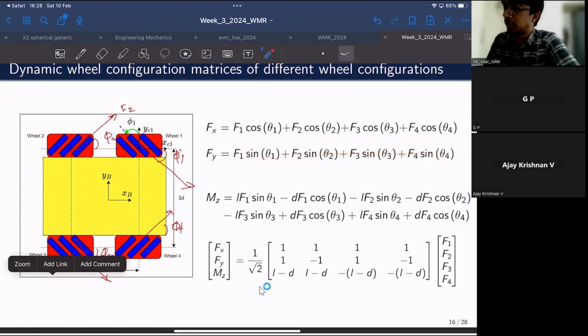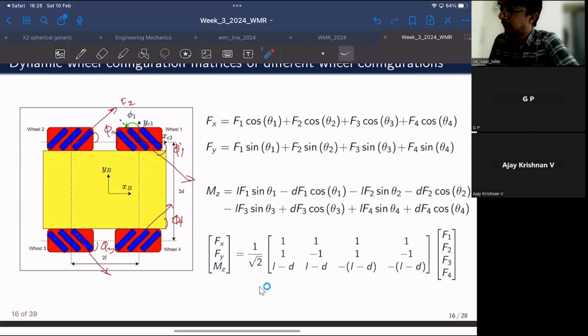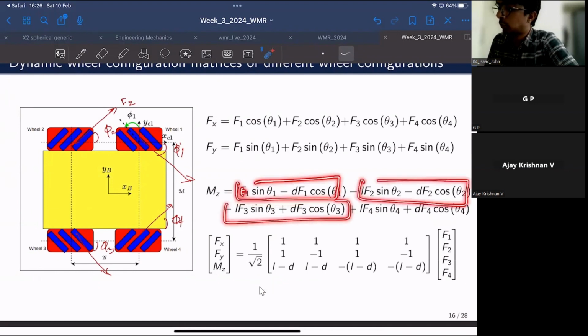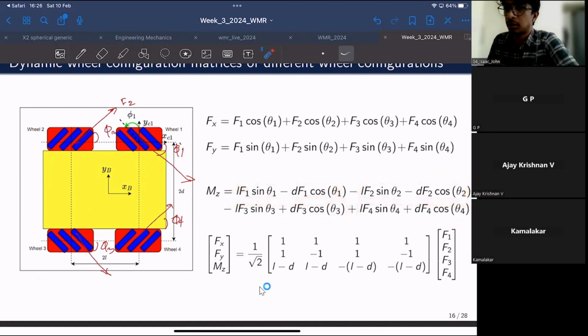And if you take the moments, you have to resolve the forces along parallel and perpendicular components. And each of these components, parallel as well as perpendicular, will exert moments about the body fixed frame of reference. So that is why we have two moment terms for each of the forces. F1 has two moment terms, F2 has two moment terms, F3 has two moment terms, and F4 has two moment terms.